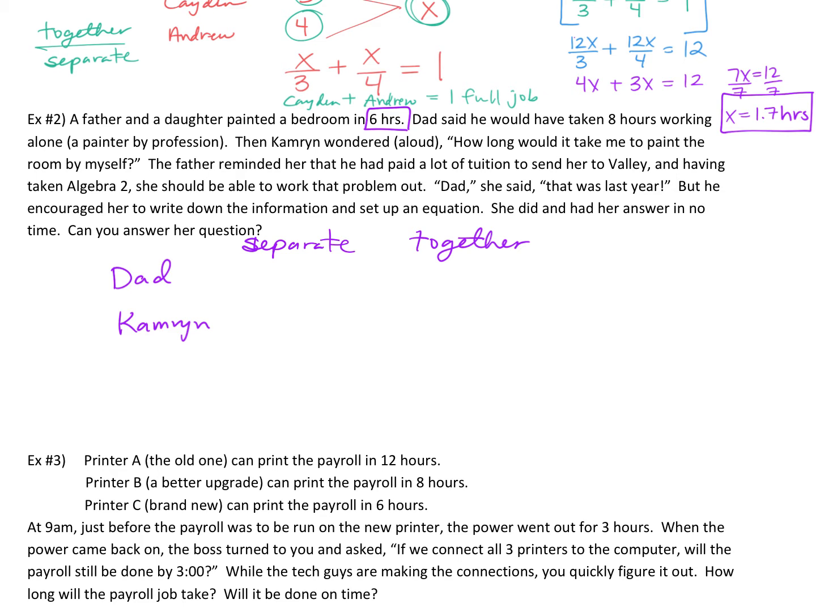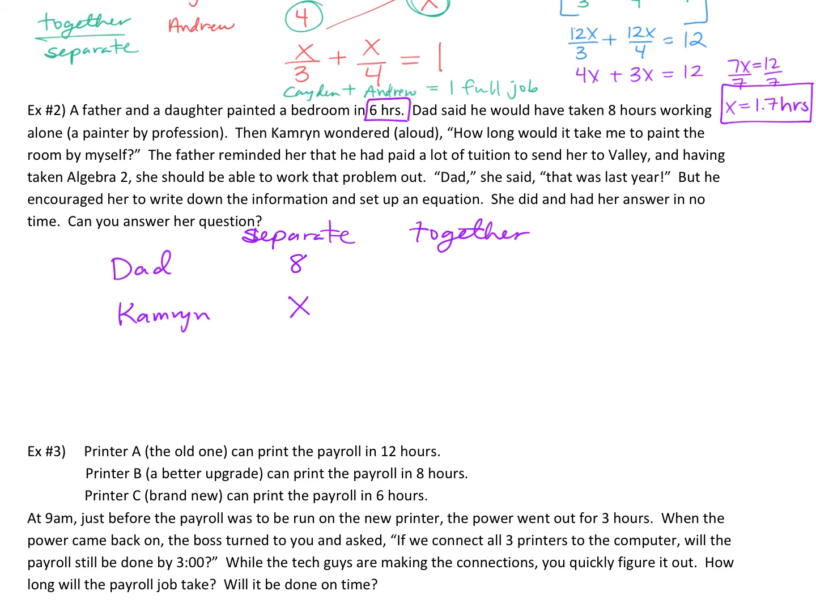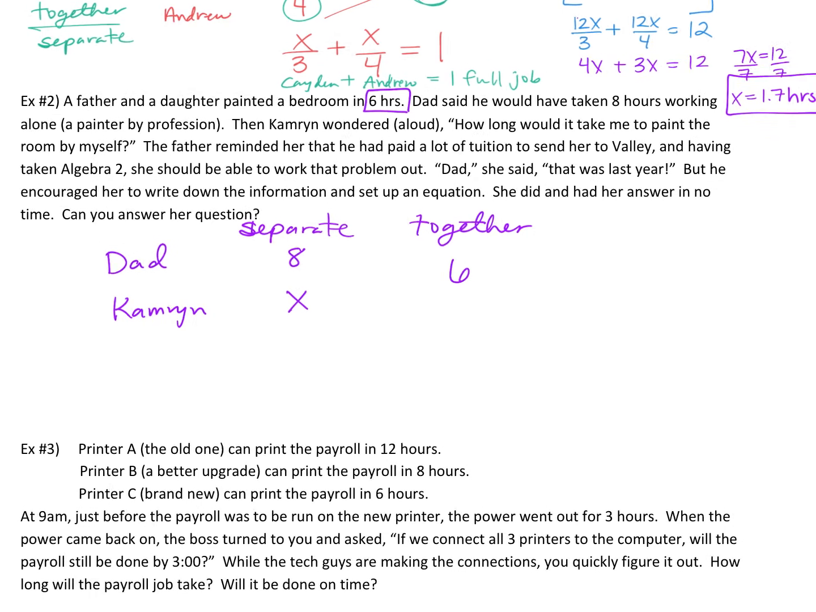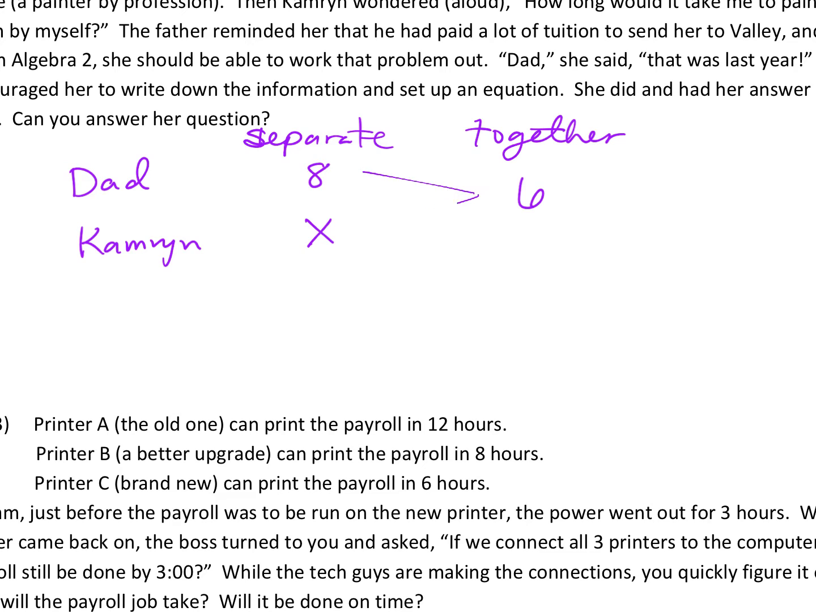Here we go. So separately, Dad could do it in 8 by himself. Cameron can do it in X. Together, they did it in 6, right? This is a humbling experience for this girl. How many hours did she do it in? 24 hours by herself, something that her dad does in 8, but he's a painter by profession. Painting, by the way, no joke. Takes a little work. Okay, so tell me how you set it up.